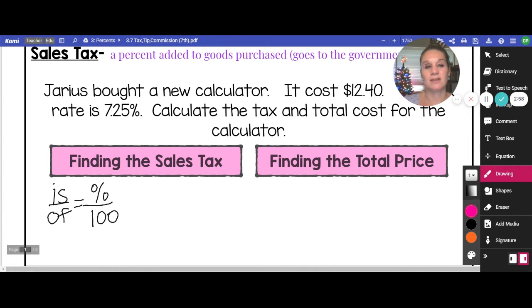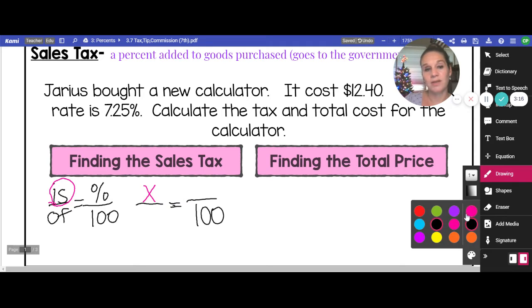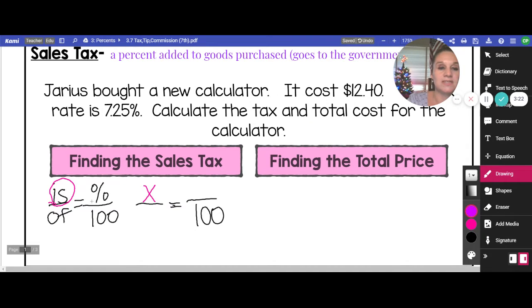So when I say what is, that means I'm going to be putting my x for my is, because I don't know what it is. And then I said, what is 7.25%? So 7.25% is our percent, so that's going to go up here on top. And then I said of 1240, which is right here, so the of 1240 goes down below. So setting up our proportion is super important, and it's the first step.